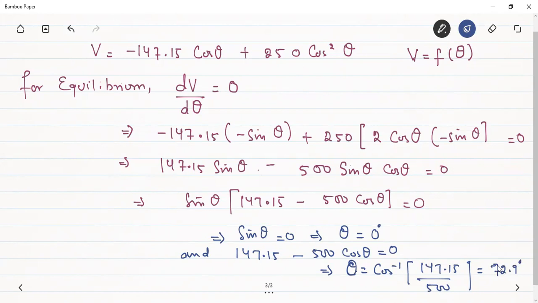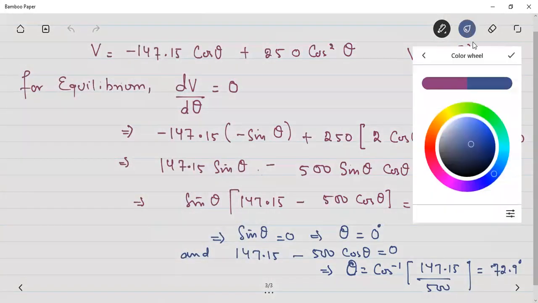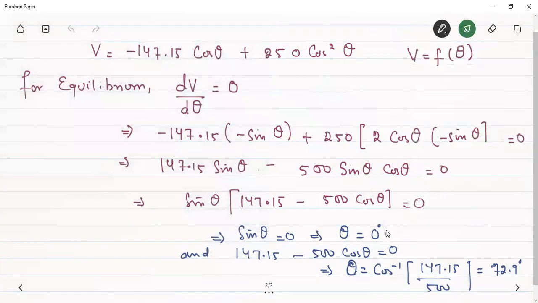Okay. So there are two positions when the system will be in equilibrium. One is when theta is equal to 0. Okay. So theta is equal to 0 means that the bar is completely vertical. Theta is equal to 0 specifies bar is in vertical position. Okay. And there's another value of theta which is near about 73 degrees. That will be another equilibrium position.